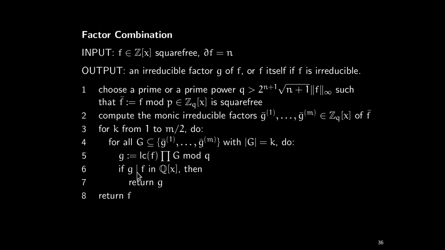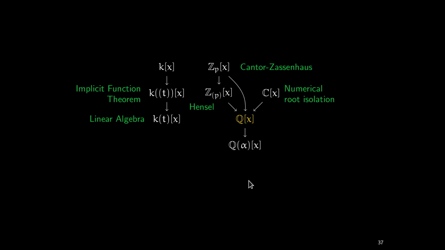And as such, you do a trial division of f by G and see if the remainder is 0. If so, you have found a factor, and if you haven't found a factor in the entire loop, then that's a proof that f is irreducible, so you return f according to the specification that the output value f indicates its irreducibility. So that settles the factorization over Z_Q.